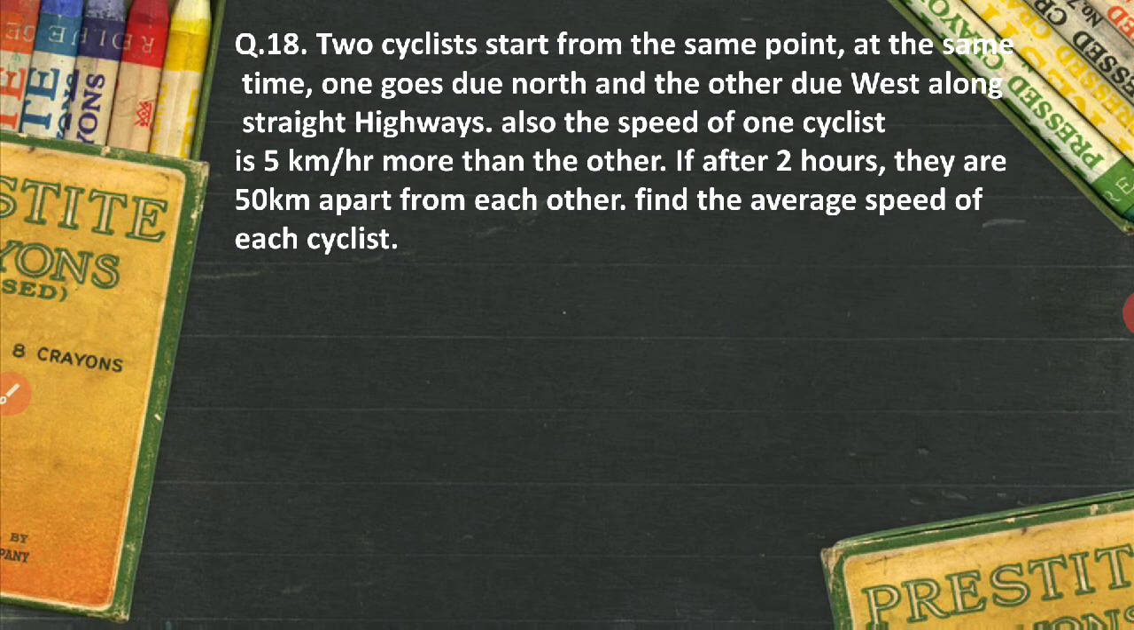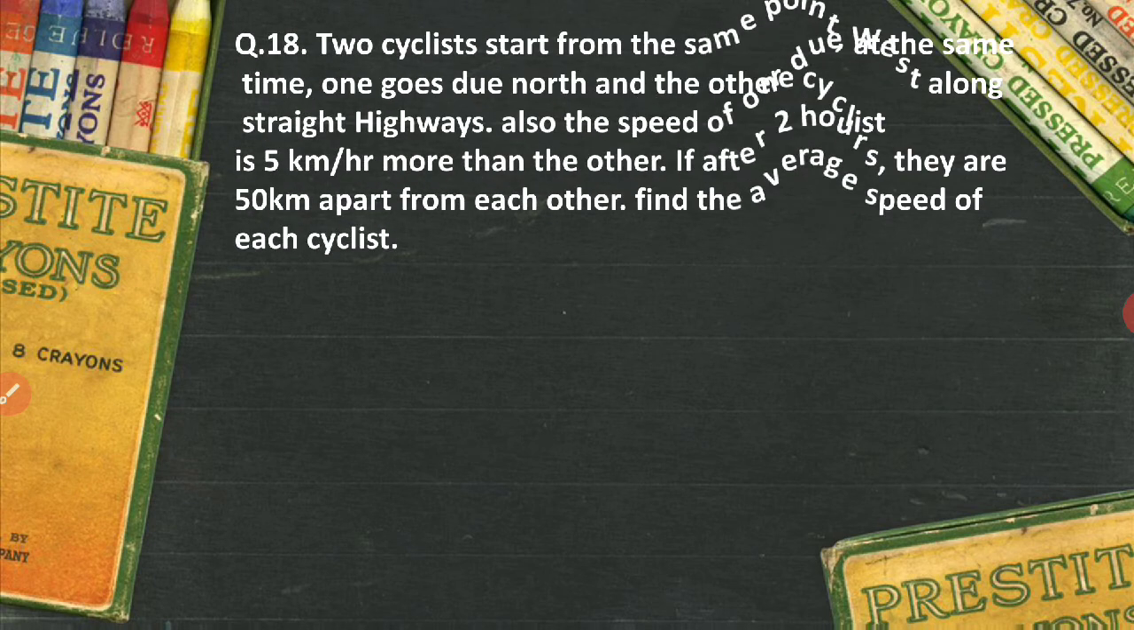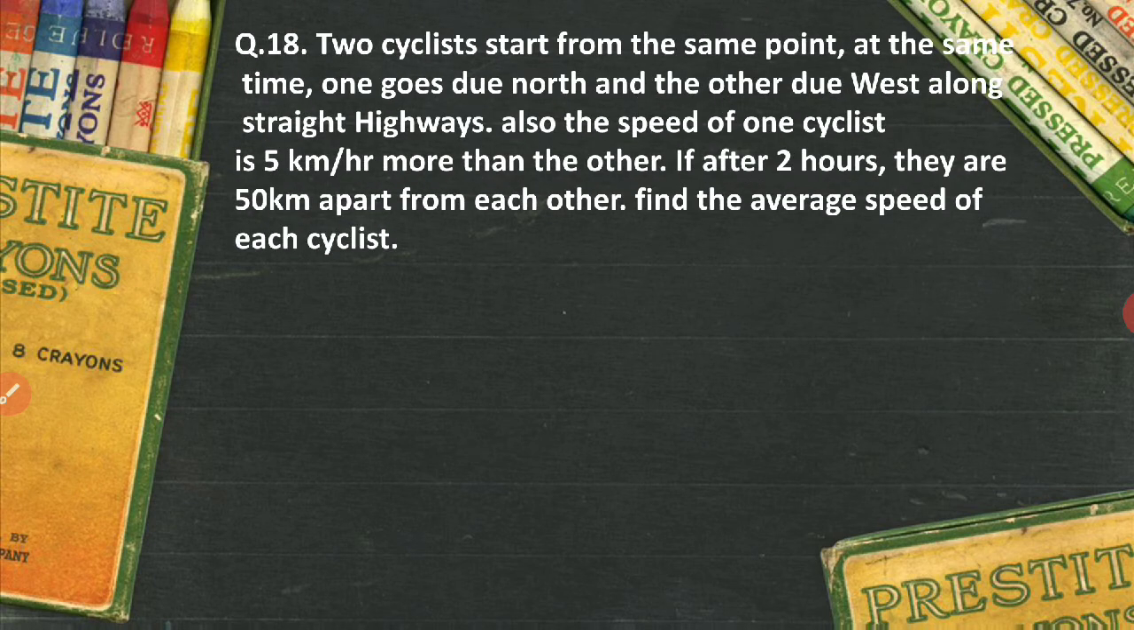I guess you want another problem. Yes, the reason you're waiting without closing this video means you want another problem. Why don't you try this one then? Two cyclists start from the same point at the same time. One goes due north and the other due west along straight highways. Also, the speed of one cyclist is 5 kilometers per hour more than the other. If after 2 hours they are 50 kilometers apart from each other, find the average speed of each cyclist.